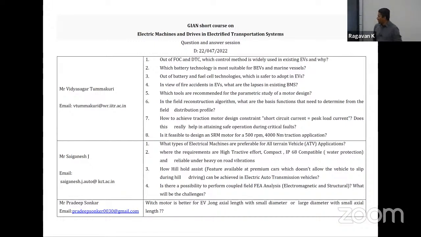All right, so let's do this. I'll take 2 or 3 questions, and then we'll go through the rest. Any other questions we have, that way I'm covering everything. And then the last one here is, is there a possibility to perform a coupled field FE analysis, electromagnetic and structural? What will be the challenges? This is a good question.